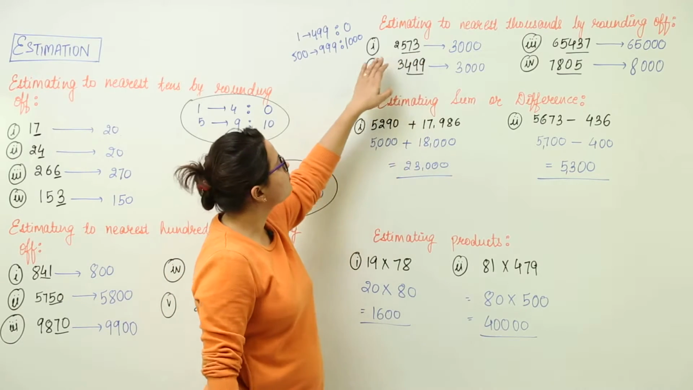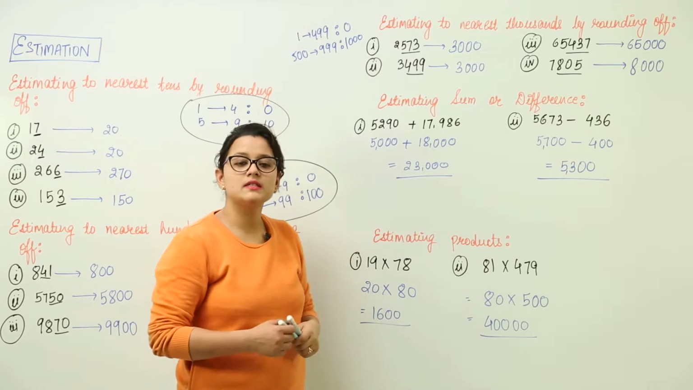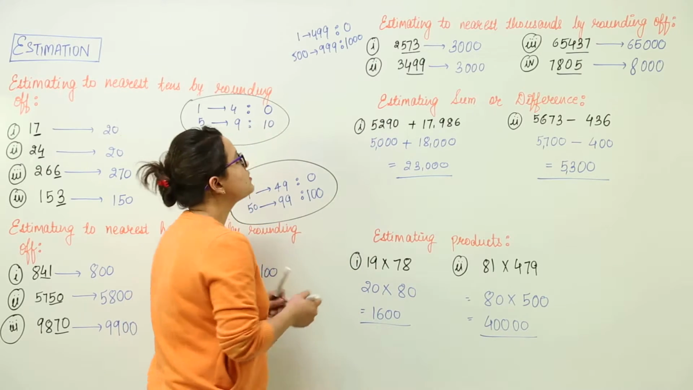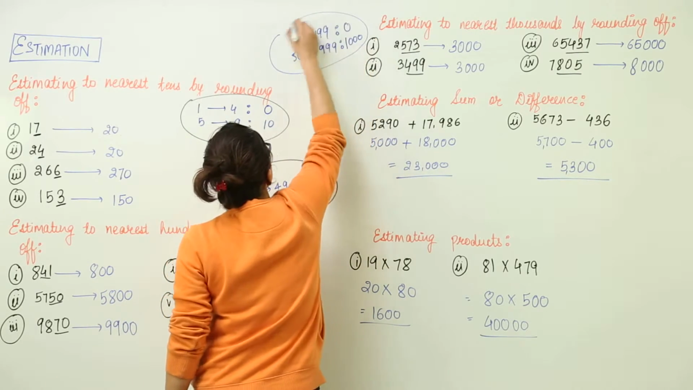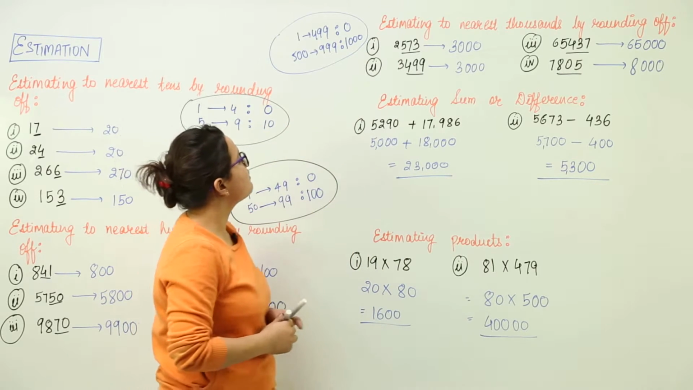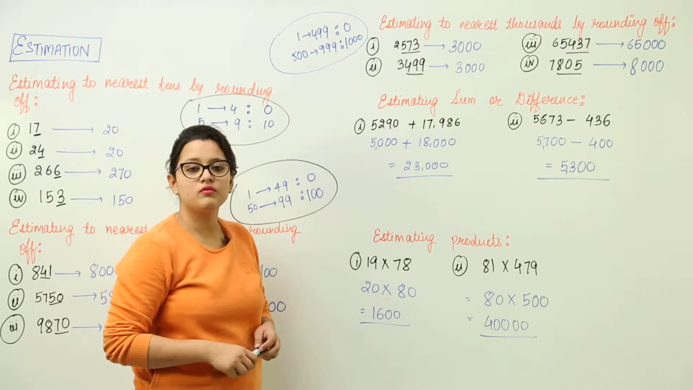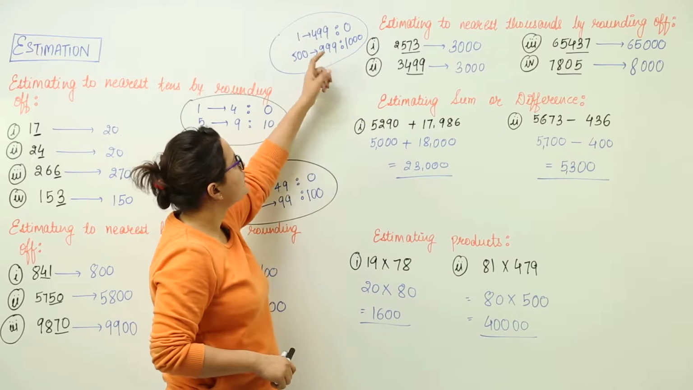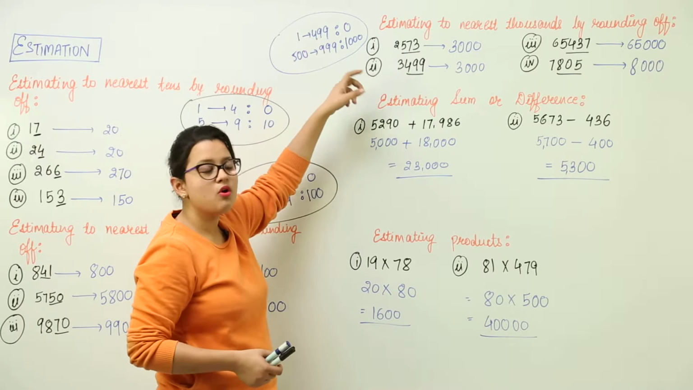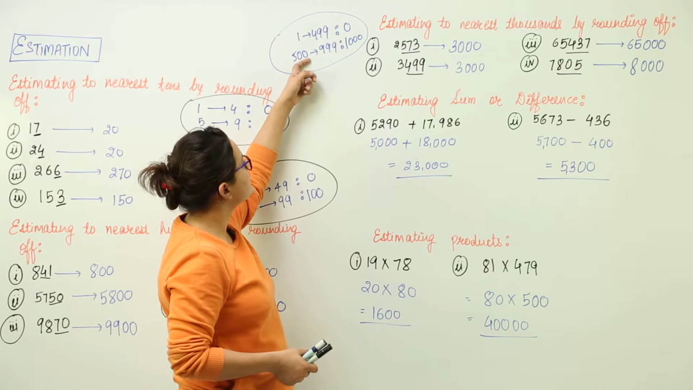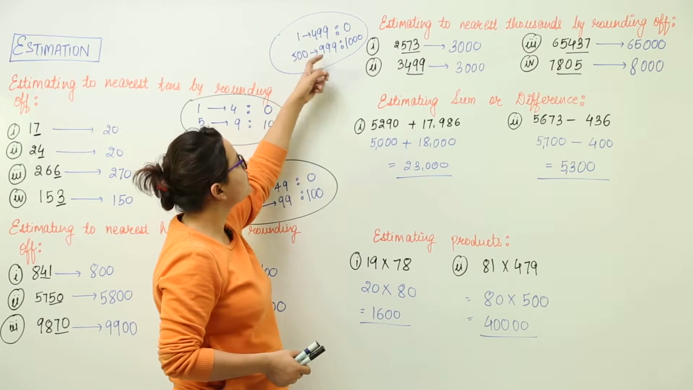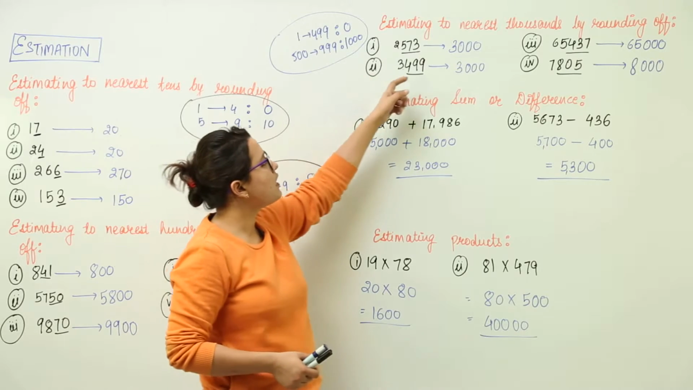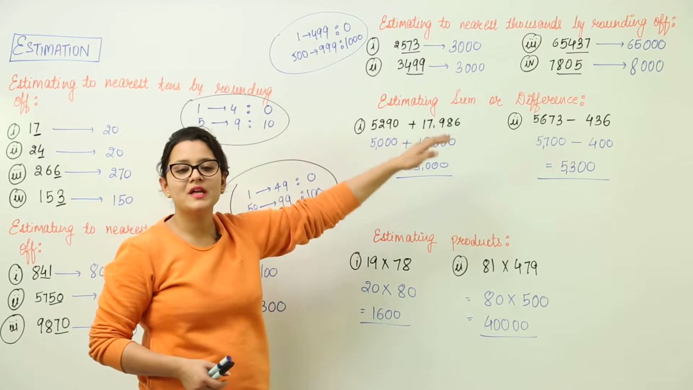Now we do the estimation to the nearest thousands value. So here we have to consider the three digits, that is the hundreds, tens and ones. So the rule is this: if the value is from 1 to 499, you have to round it off to 0, just make those digits 0, or if you have the last three digits between 500 to 999, you would have to round it off to the next thousands.